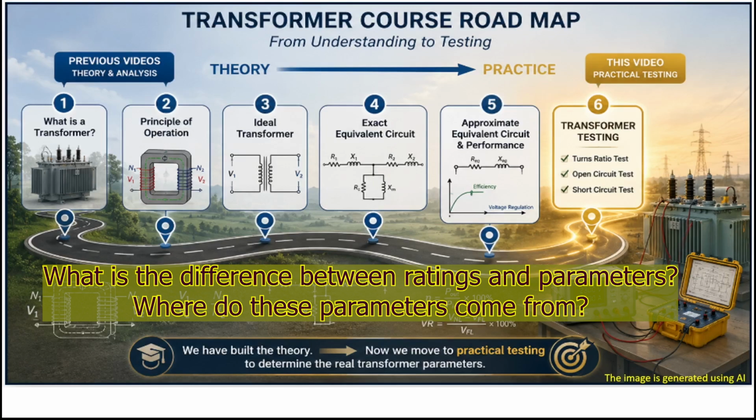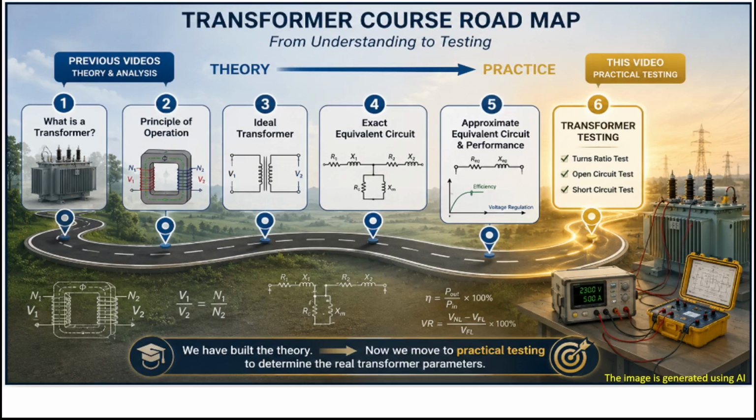The answer to the first question is the transformer's ratings, such as its rated voltage, rated current, rated power, and operating frequency. These values are specified on the transformer's nameplate and given by the manufacturer. However, the equivalent circuit parameters such as equivalent resistance, equivalent reactance, core loss resistance, and magnetizing reactance are not printed on the nameplate. They must be determined experimentally using testing based on specific standards. And this is the answer to the second question. This is exactly the objective of this video.